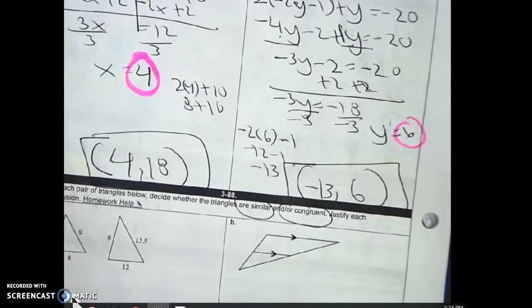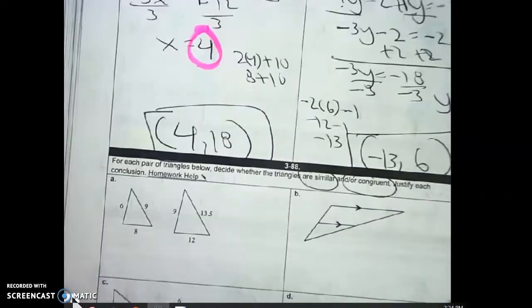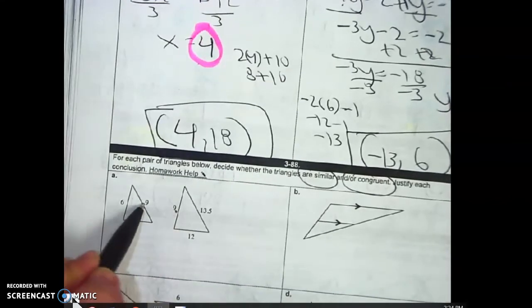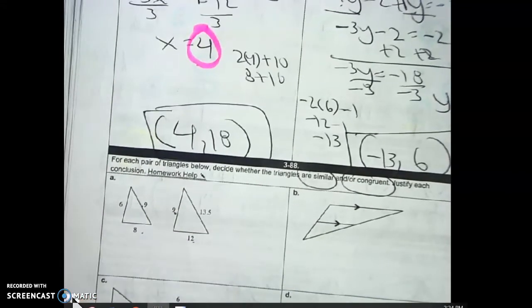Okay, they want to know if they're similar and or congruent. Well, congruent means they're exactly the same. These are not exactly the same because that has a 9, that has a 9, but that has a 12 and that has an 8. They're not the same thing.